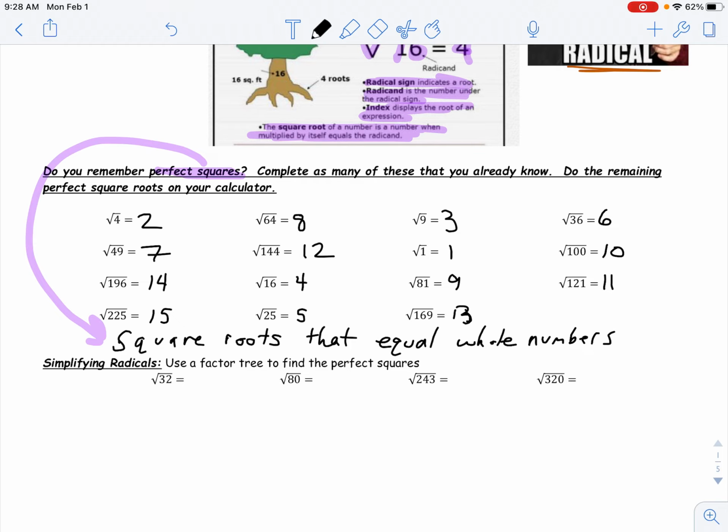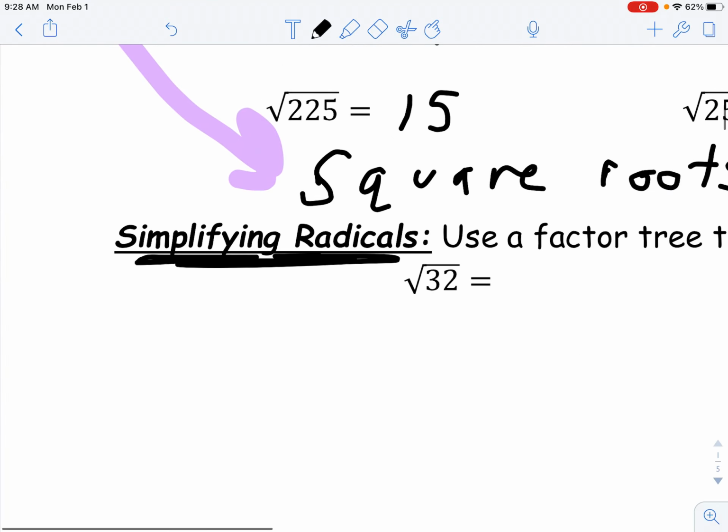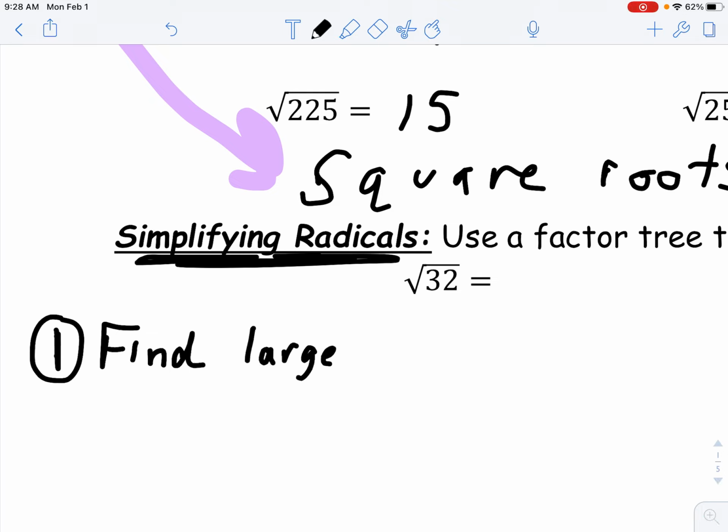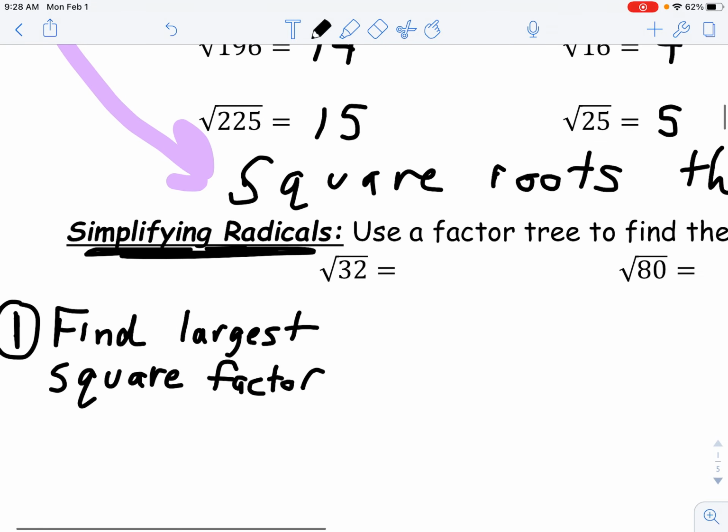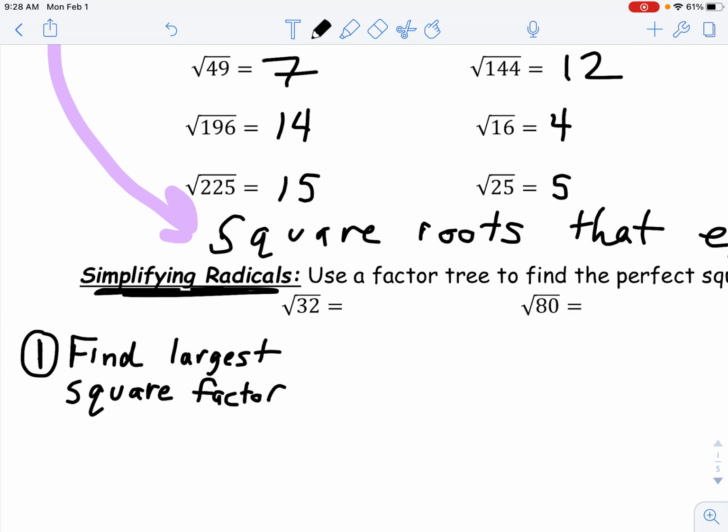All right, so simplifying radicals. This is stuff you have experience with, and we're just going to practice again. We're going to use a factor tree to find the perfect square. So step 1, I highly recommend using these steps, is find the largest square factor. Now why do I say find the largest square factor? Well, let's work through this and talk about why.